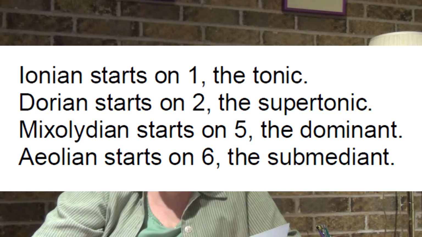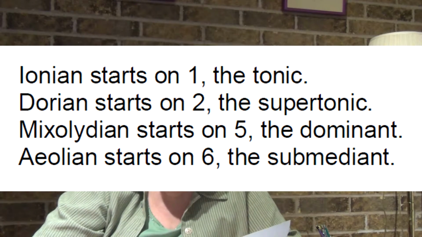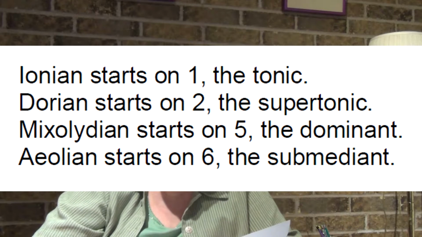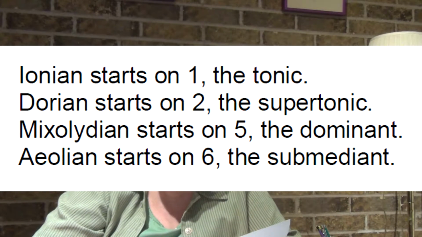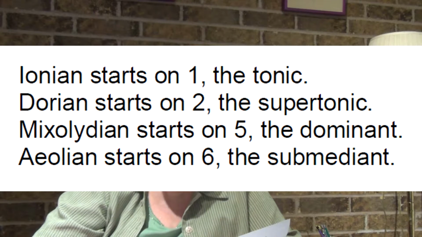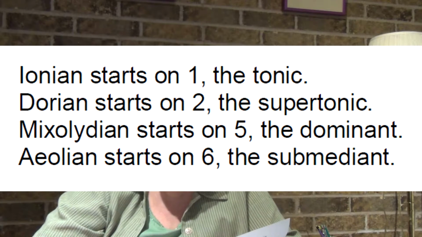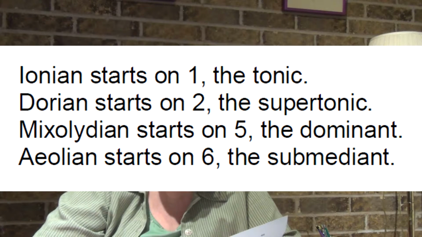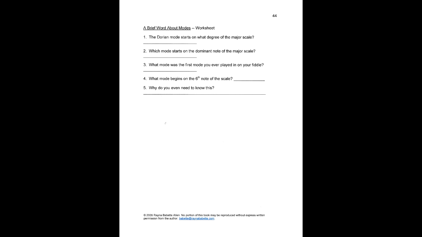So in this lesson, we've taken a really quick look at four modes. The Ionian mode that starts on 1, the tonic. The Dorian mode that starts on 2, the supertonic. The Mixolydian mode that starts on 5, the dominant. And the Aeolian mode that starts on 6, the submediant. And now let's look at the worksheet on a brief word about modes.